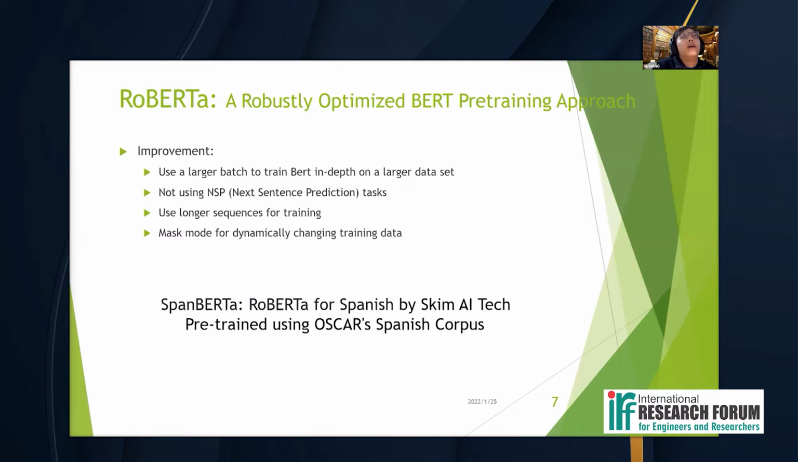Then we use RoBERTa, which is the optimized BERT pretraining approach. It mainly has the following improvements: a larger batch, no next sentence prediction, longer sequences, and a dynamic mask for the model. We found the Spanish version in the Hugging Face repository, which is provided by Schema AI Tech, and it was pre-trained using OSCAR's Spanish corpus.